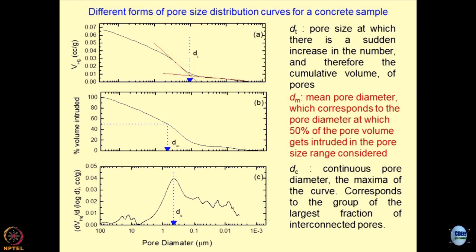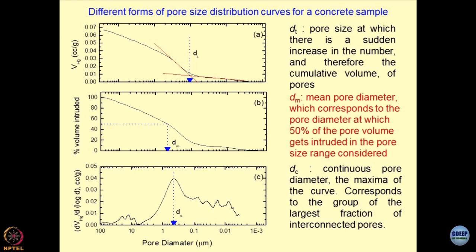And the third thing, which is slightly more statistical in nature, is if I do some mathematical modeling with the delta volume of the mercury entering into the pores as a function of the log of the diameter, of the incremental change in the diameter of the pores. This is on the y axis and it is plotted with respect to the pore diameter. Where you have the maximum value, this corresponds to DC, which is known as the continuous pore diameter.